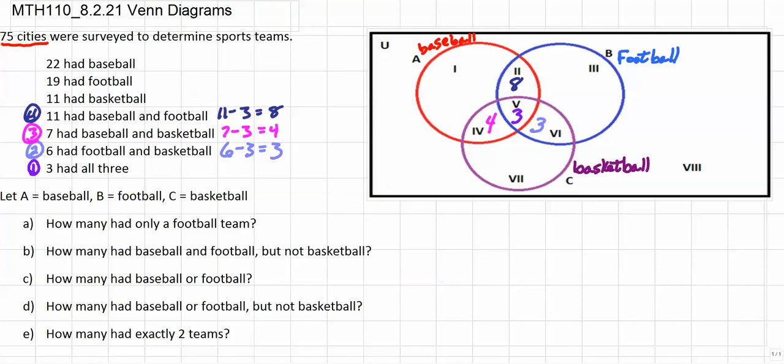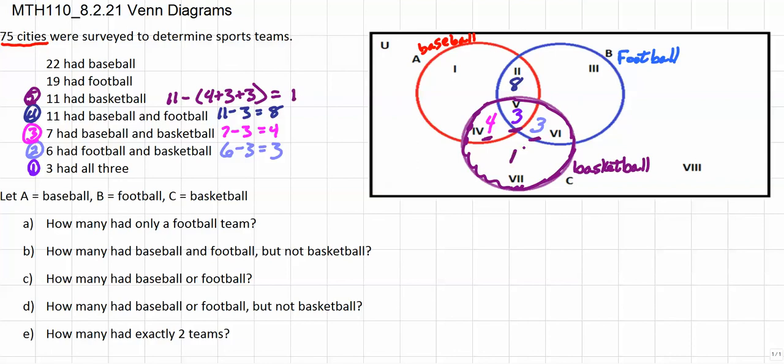Then we'll go to the next one, which is 11 had basketball, and this is going to be statement number 5. So 11 had basketball, which is the purple ring here. But understand that we had 4, 3, and 3 already accounted for. So that's going to be 10. So we have 11 minus 4 plus 3 plus 3, which will be equal to 11 minus 10, or simply 1. So we'll place 1 right here.